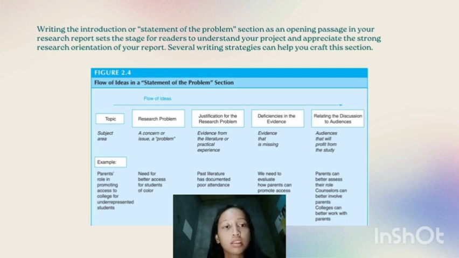As you can see in Figure 2.4 on the screen, it is the flow of ideas in the statement of the problem section.